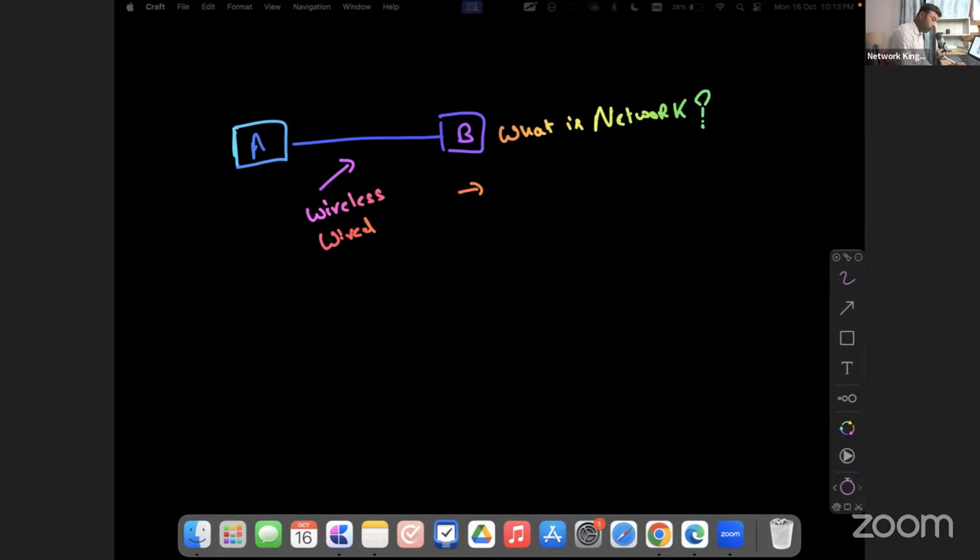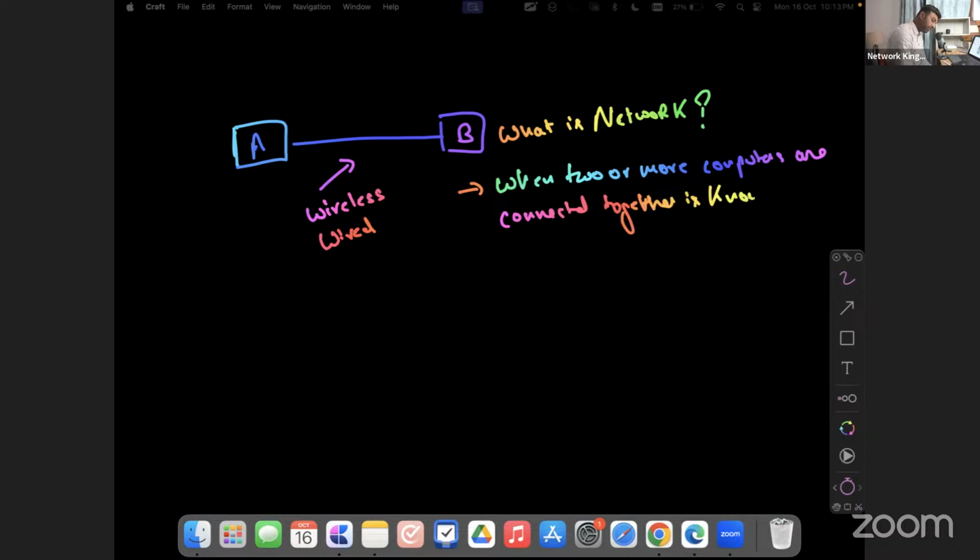Okay, when two or more computers are connected together is known as network. Very simple, right? When two or more computers are connected together is known as network. Okay, but what is networking now?